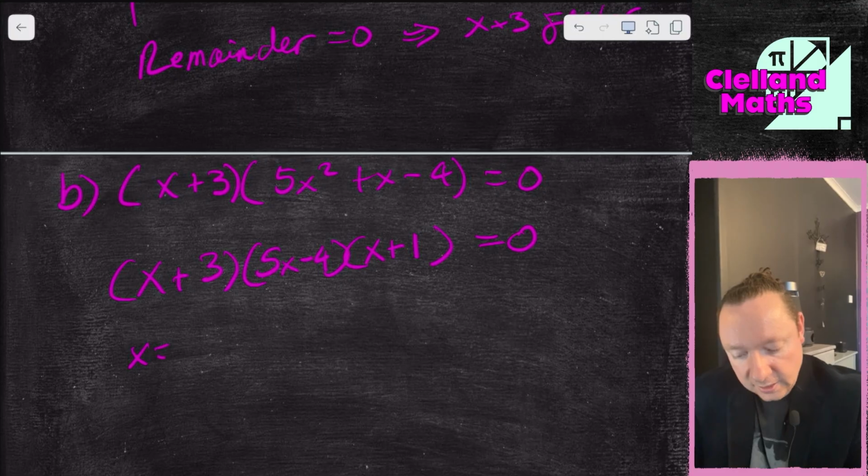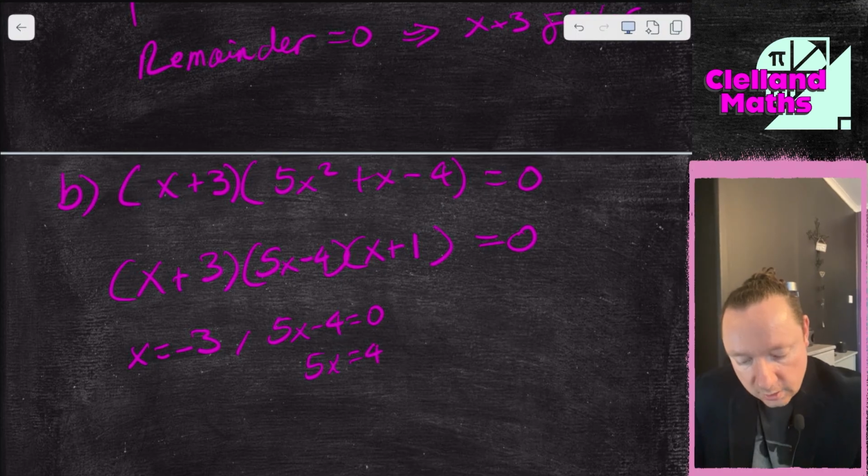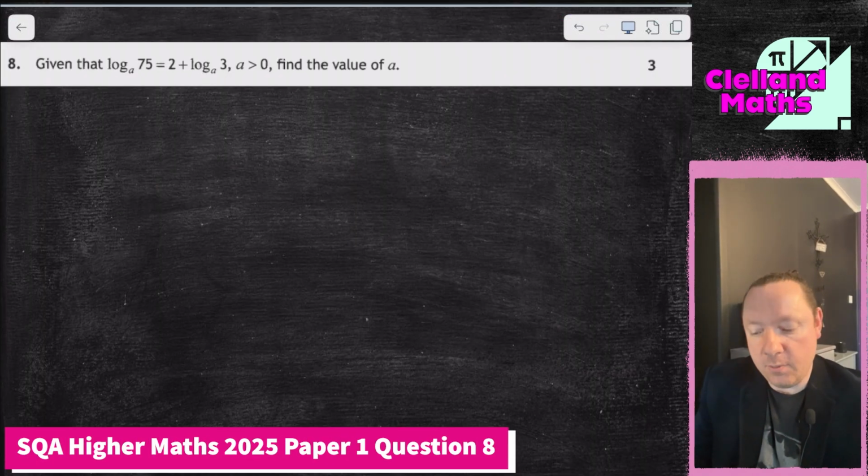So that means that x is equal to minus 3. 5x minus 4 is 0. 5x is 4. So x is 4 over 5. And finally, the other one, x equals minus 1. And we're done there.